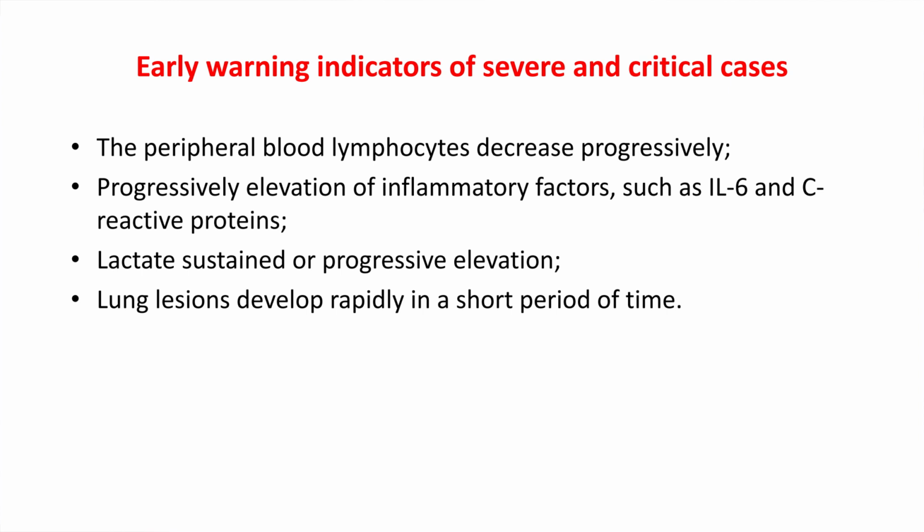With experience combination, we collect some warning indicators for severe critical. We have treated these patients earlier before this goes worse. For example, the peripheral blood lymphocyte decreases progressively, or progressive elevation of inflammatory factors such as interleukin-6, CRP, and the lactase sustain a progressive elevation, or lung lesions develop rapidly in a short period.